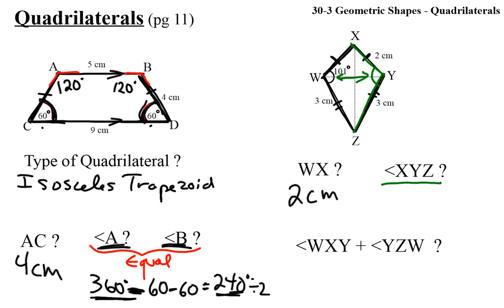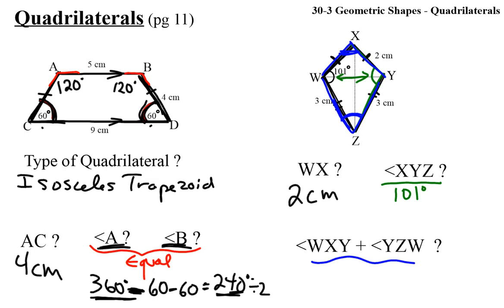Those two opposite angles are the same, 101 degrees. And this second part asks WXY and YZW. Oops, Y to Z to W. They want to know what's the total of these two angles. Well, it doesn't ask for them individually, just wants the total of them.